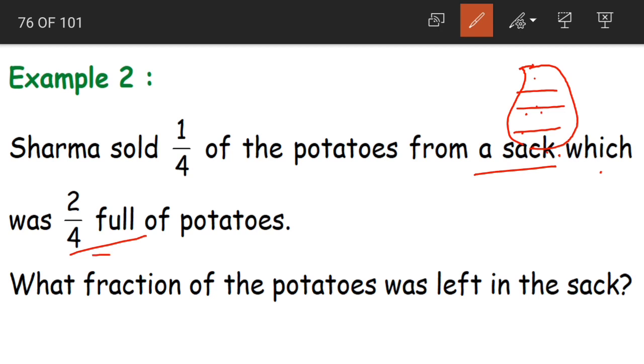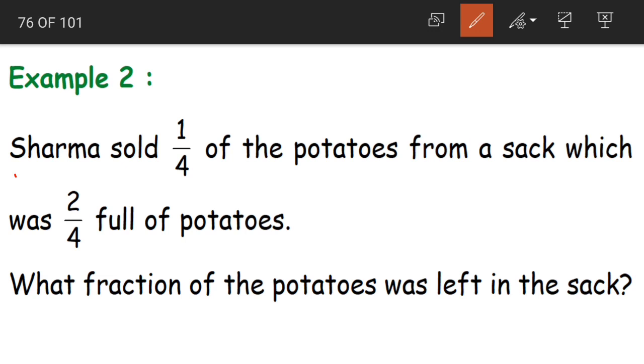2 by 4 full of potatoes. Okay, in this sack there were 2 by 4 potatoes, and from the sack Sharma sold 1 by 4 of the potatoes. Now what should we find out? We should find out the fraction of potatoes that was left in the sack. Now what will be the first step?